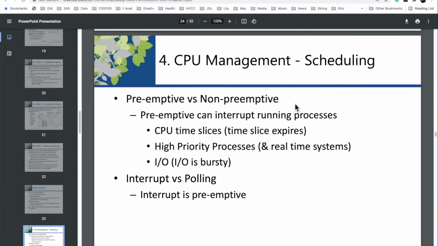To begin, we have to understand a few concepts. The notion of preemptive versus non-preemptive scheduling. Preemptive scheduling is based on interrupts. And to understand interrupts, I'm going to present the distinction between interrupts and polling. And I'll use an example just in our everyday lives.